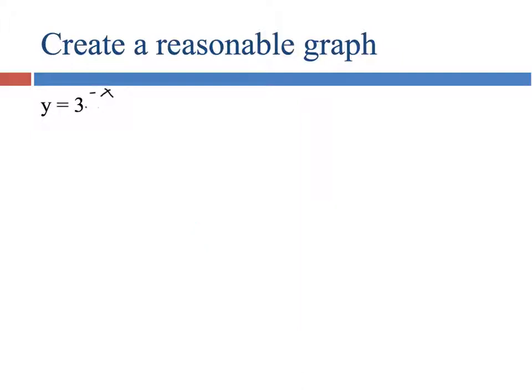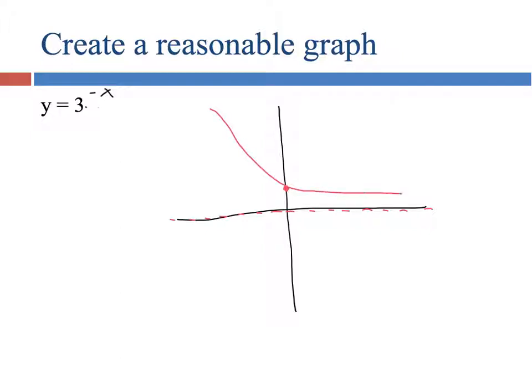Y equals 3 to the negative x. Now this is a new one for us. Because the exponential graphs are neither odd nor even, a negative inside the function, like this, will create a reflection over the y-axis. Again, the horizontal asymptote does not change. The intercept is still at (0, 1), but this time, instead of an increasing function, we will see it as a decreasing function.